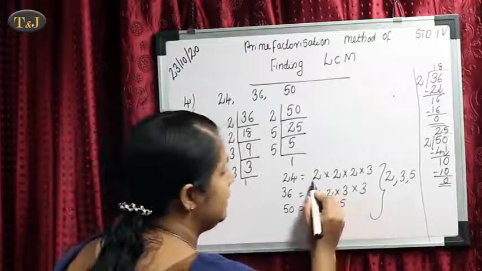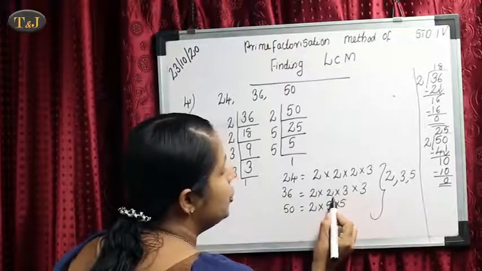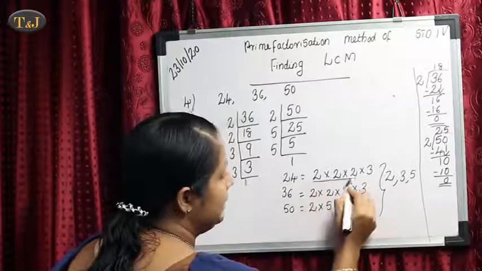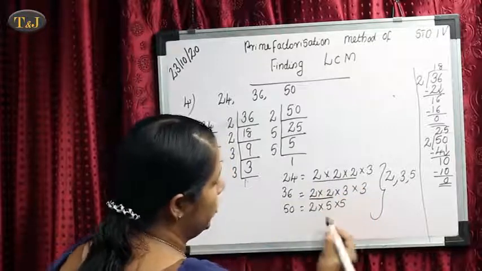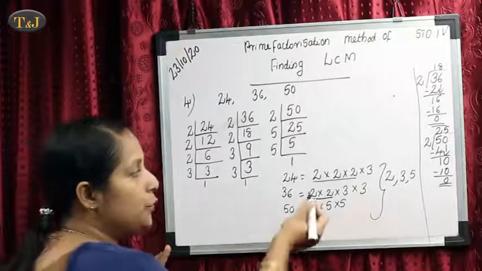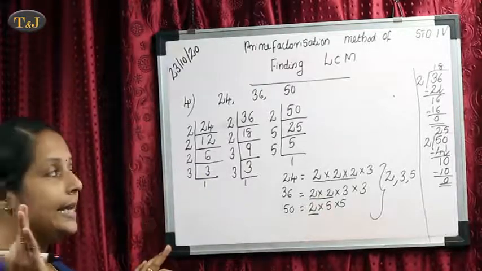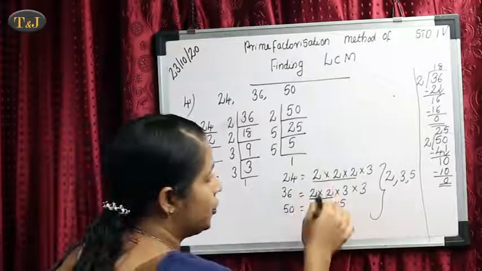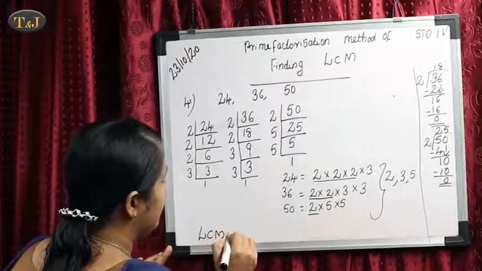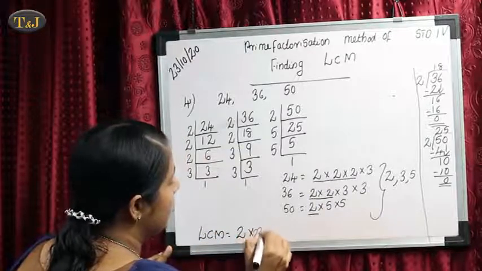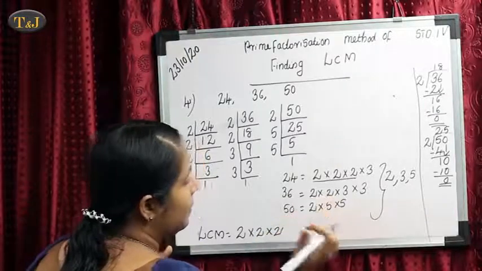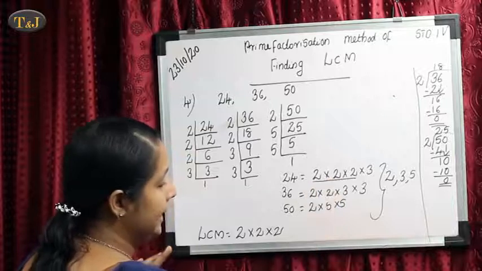Here 2 is repeated 3 times. Here 2 is repeated 2 times. Here 2 is repeated 1 time. Which is the maximum number of 2s? Yes, 3 times 2. So our LCM equals 2 multiply 2 multiply 2. Here the maximum number of 2s equals 3 times 2.